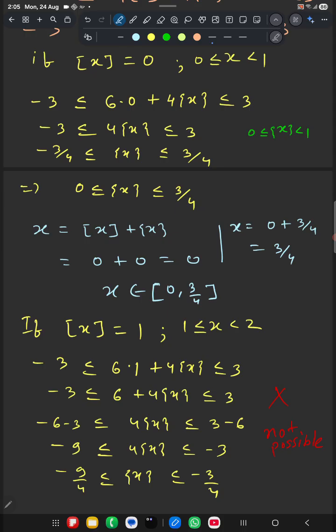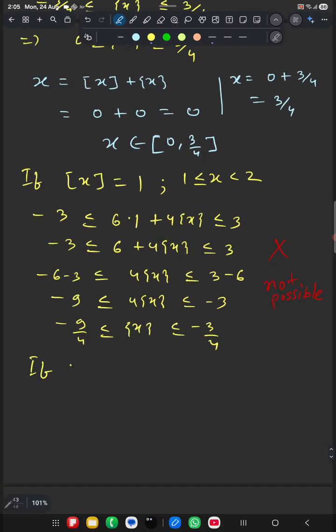Now I will check. It will not be possible for the greatest integer value 2 also, so we cannot go above it. Now we test for -1. So let us see.